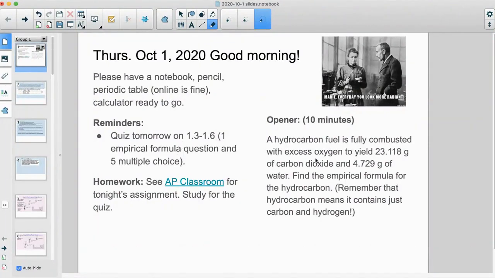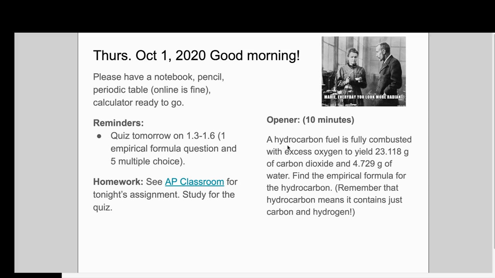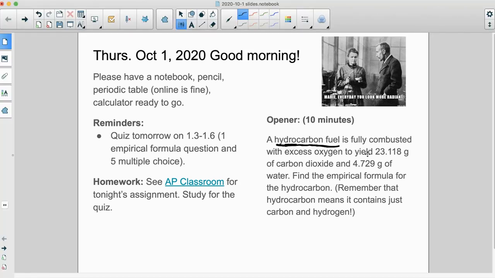So we started with the opener, which had to do with a combustion analysis. This one just involves a hydrocarbon fuel. Let's get our pen going here. So a hydrocarbon fuel right here. Instead of having oxygen in it, all it has is carbon and hydrogen.